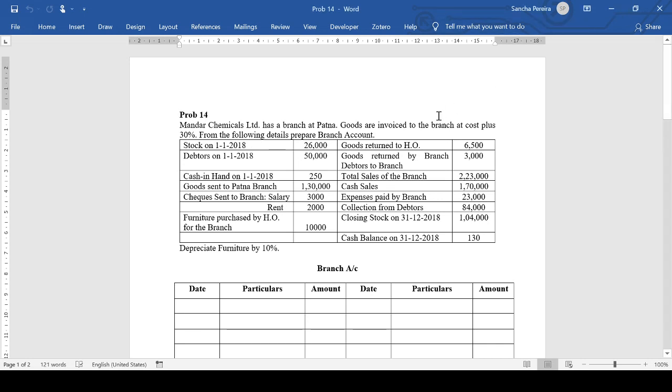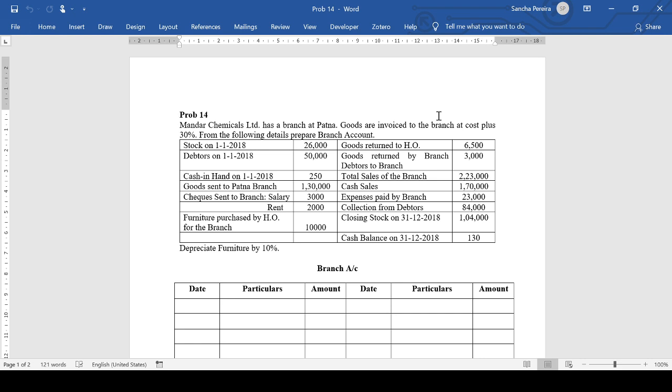Mandar Chemicals Limited has a branch at Patna. Goods are invoiced to the branch at cost plus 30%. So here the percentage is expressed as a percentage of cost, that is 30% on cost. Now for 30% we do not know a fraction. But if you remember, in the previous problems we have already come across this percentage.